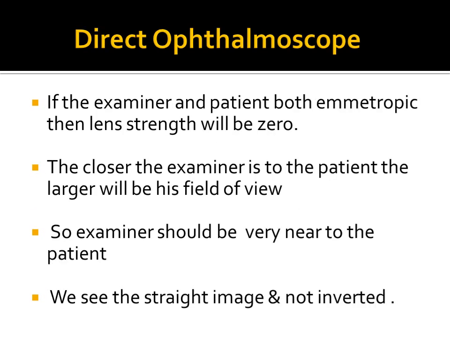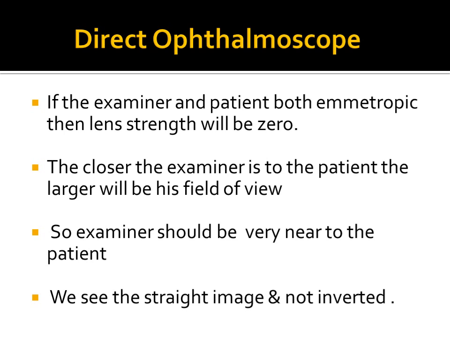If the examiner and the patient both are emmetropic, then the lens setting will be 0 and we can see clearly with the 0. The closer the examiner is to the patient, the larger will be his field of view. So, the examiner should be very near to the patient while doing the ophthalmoscopy.